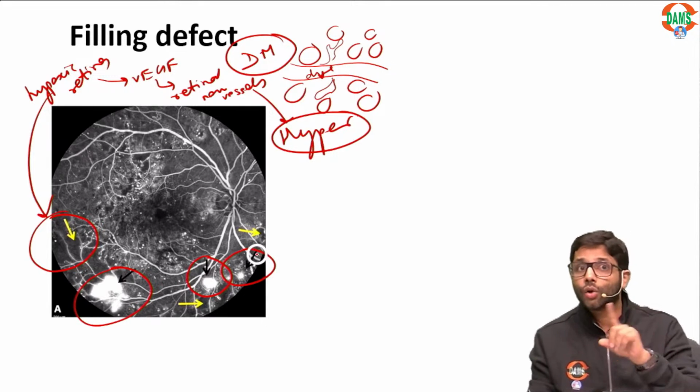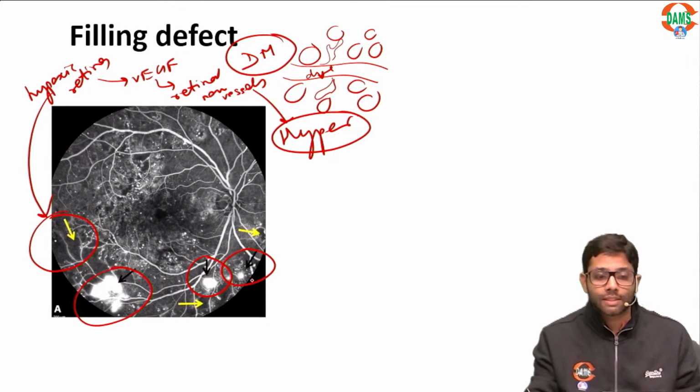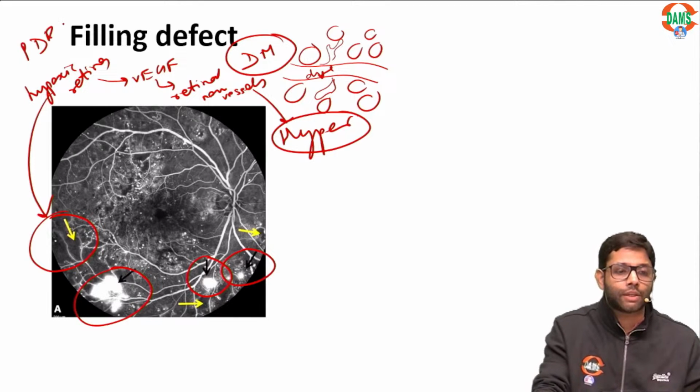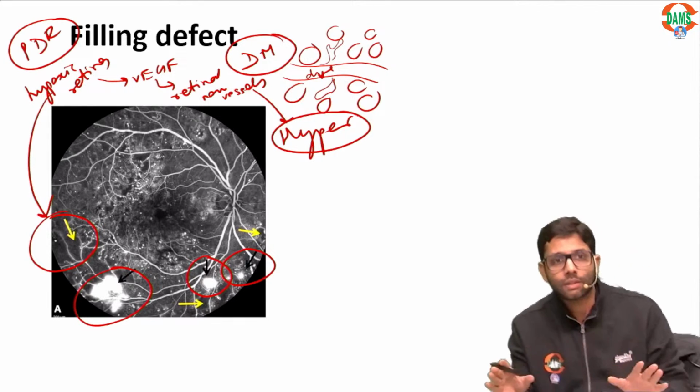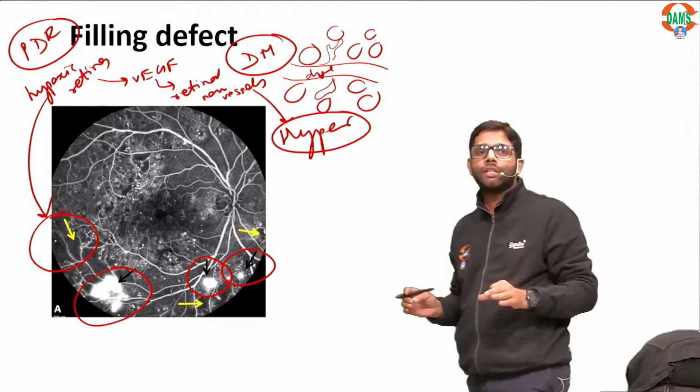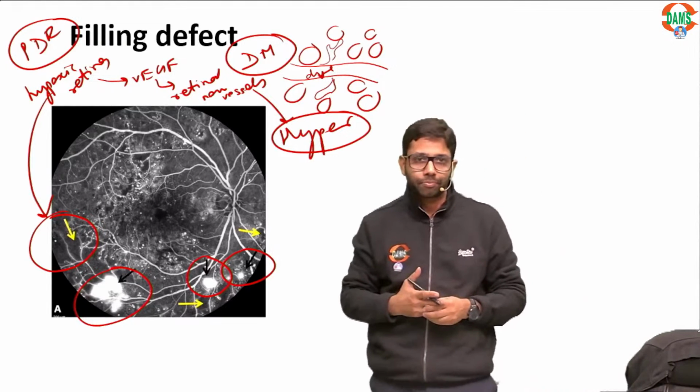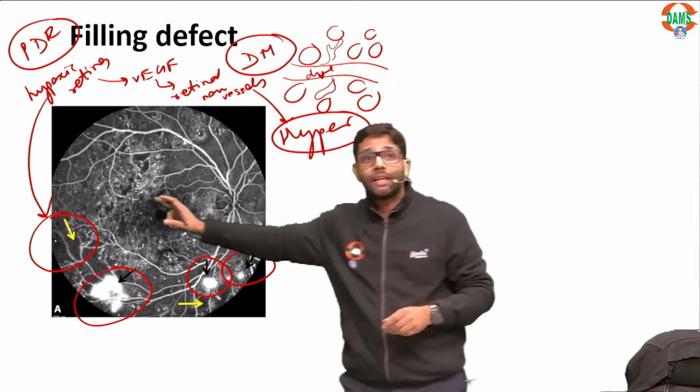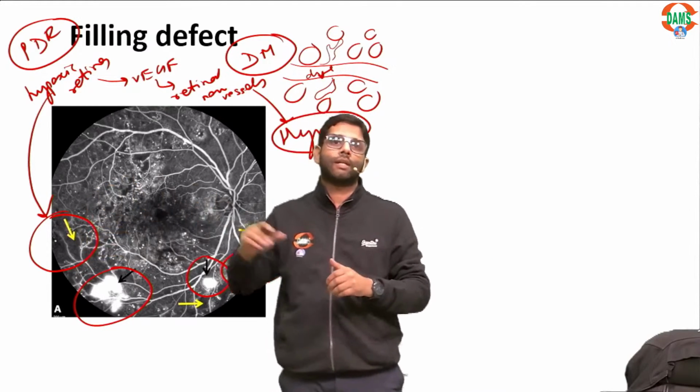This is retina, not choroidal. This is retina new vessels. This is a proliferative stage of diabetic retinopathy. Because if new vessel comes anywhere in the diabetic patient, it is a proliferative stage of diabetic retinopathy. So filling defect example is hypoxic retina.